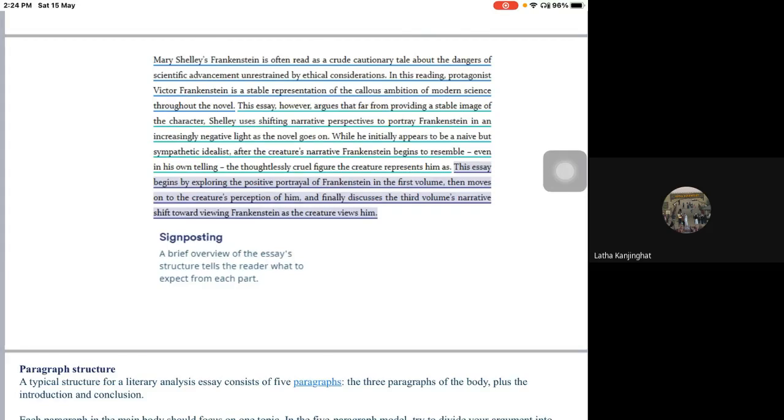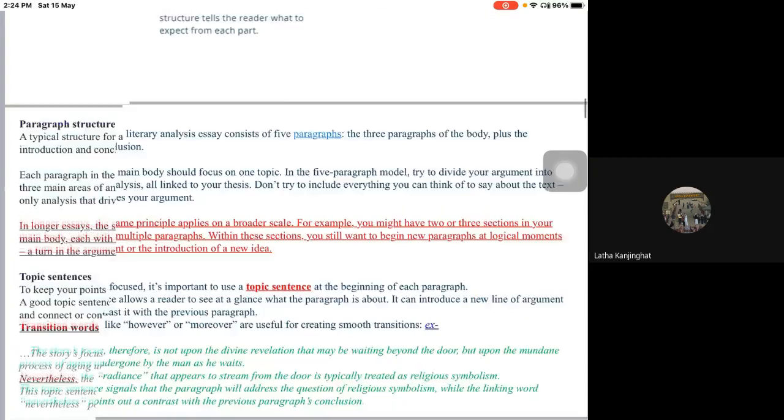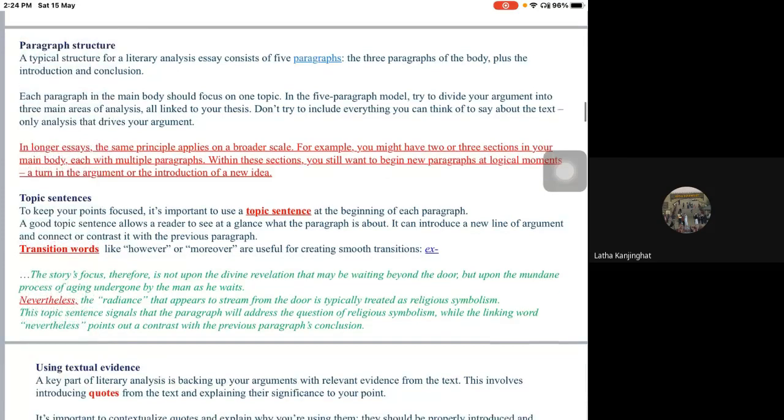Now let's go to the structure of a paragraph. A typical structure for a literary analysis essay consists of five paragraphs: three paragraphs of the body plus the introduction and the conclusion. Typical five paragraph essay structure, which is a basic essay structure actually. Each paragraph in the main body should focus on one topic. Okay, each body paragraph should focus on one topic.